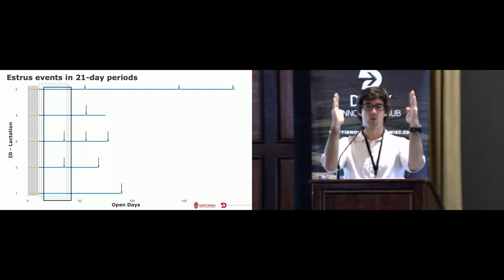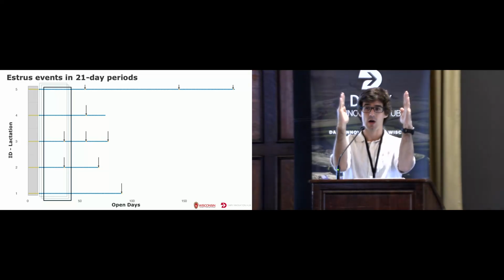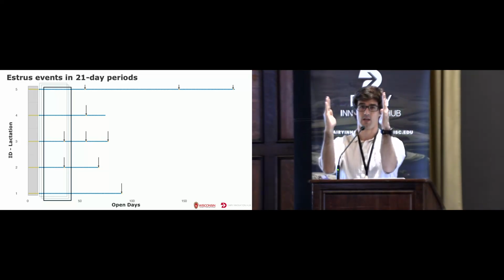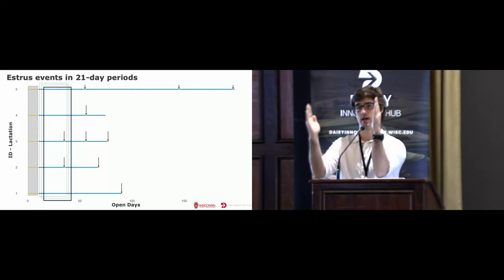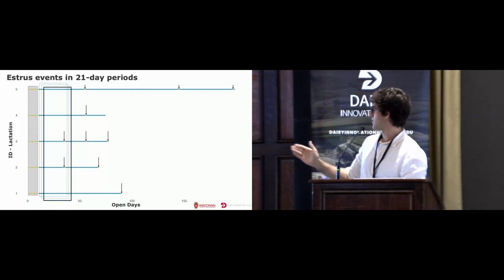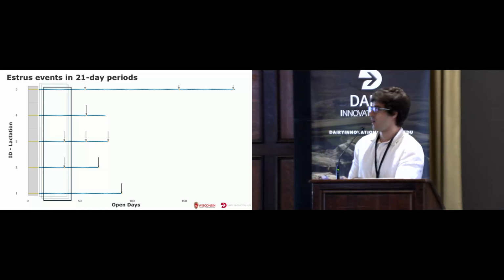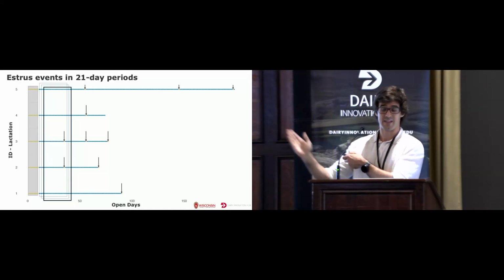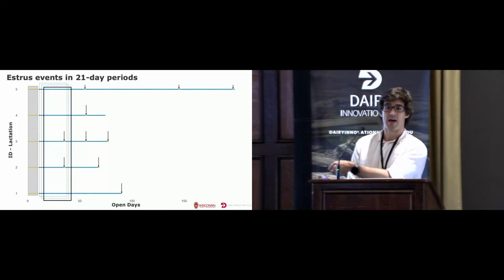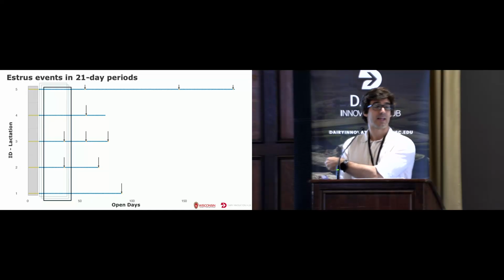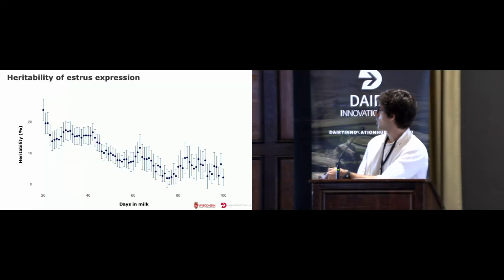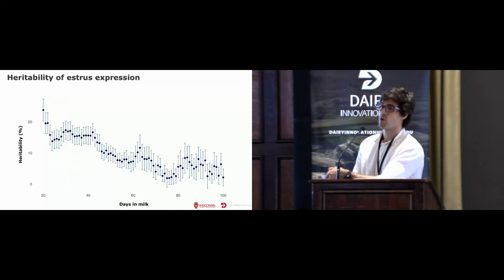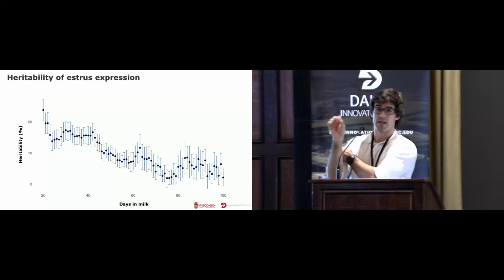And then what you do, you take this same window and you slide plus 1 day, and you repeat the process, plus 1 day, and you repeat the process, until you reach the window that goes from 90 to 110 days in milk. If you do that and you systematically extract the heritability, then you get this plot. So each data point is the point estimate for the heritability.